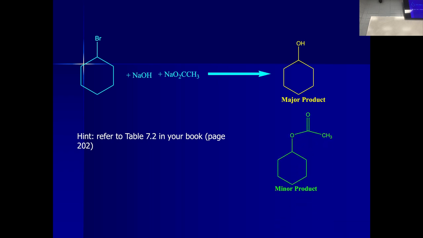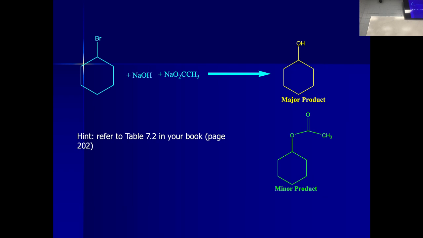And the minor product then is going to be this functional group, which we call a what? Does anybody remember? That one's called an ester. So we can react an alkyl halide with sodium acetate and we can make an ester. Okay? Major product, minor product. That would be fair game on the next exam.